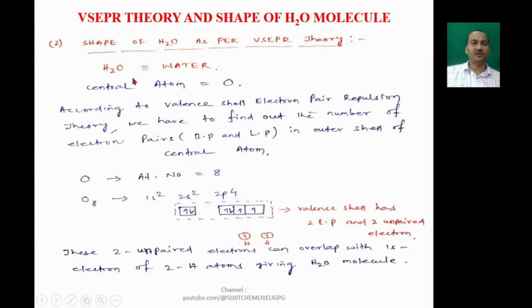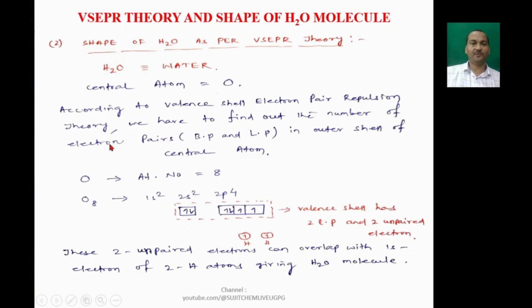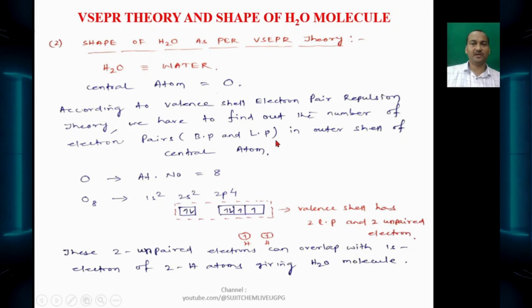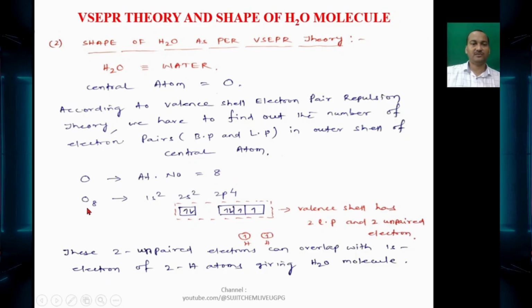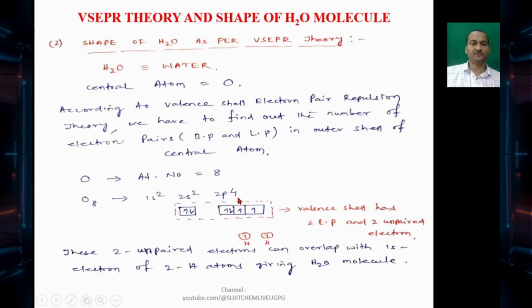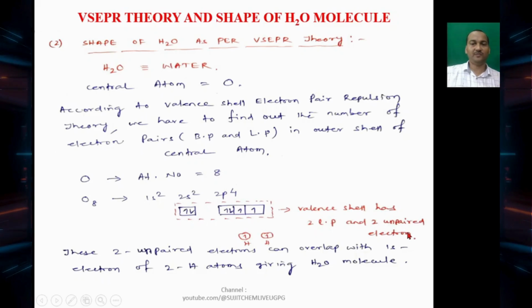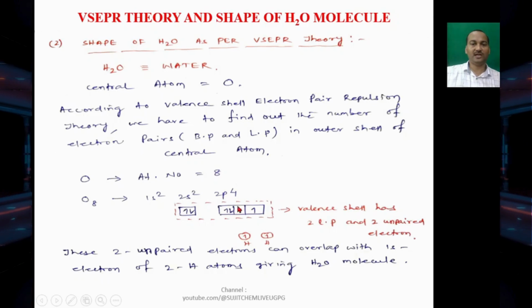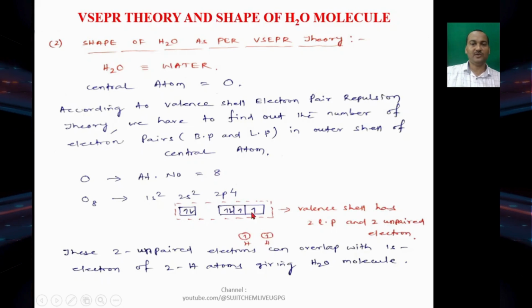So let's talk about the shape of water. So the central atom here is oxygen. According to valence shell electron pair repulsion theory, we have to find out the number of electron pairs, bond pairs and lone pairs in the outer shell of the central atom. So oxygen, atomic number 8, electronic configuration is 1s2, 2s2, 2p4. So here the valence shell has 2 lone pairs and 2 unpaired electrons. These 2 unpaired electrons can form bonds with 2 hydrogen atoms having 1s orbital, forming water molecule.